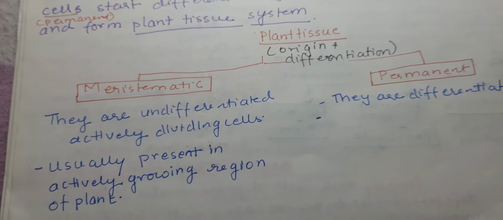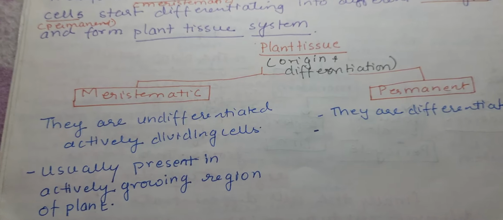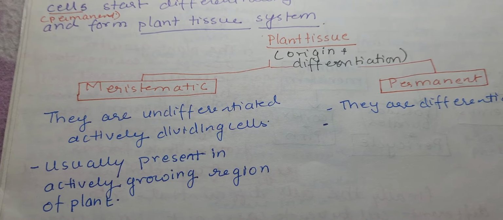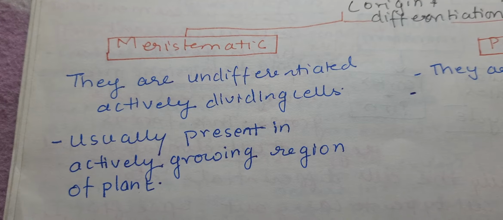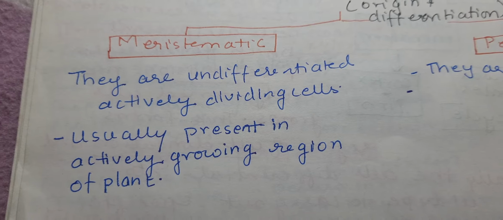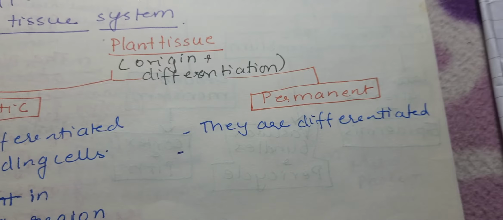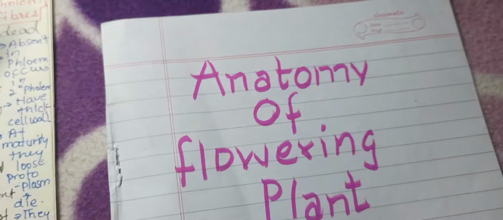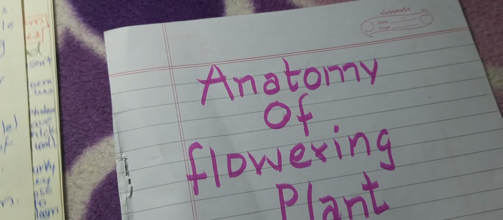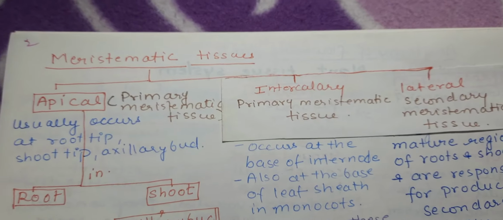So if you see, the plant tissue is divided into two categories on the basis of origin and differentiation: meristematic and permanent. Meristematic, they are undifferentiated actively dividing cells usually present in actively growing region of plant. Permanent, they are differentiated. So we'll see what are they. First we'll discuss the meristematic tissue.